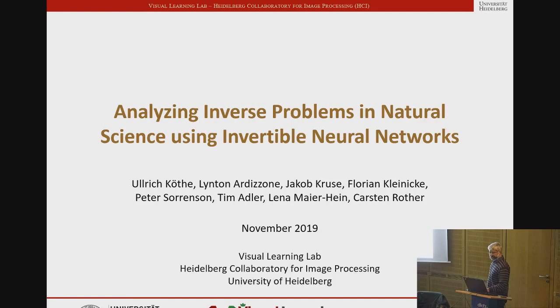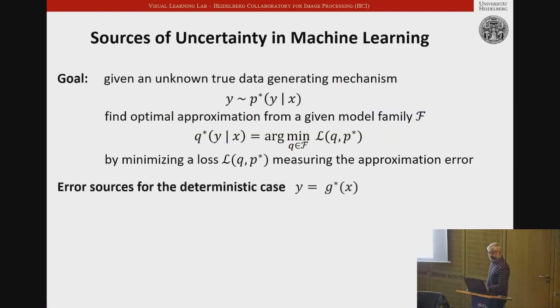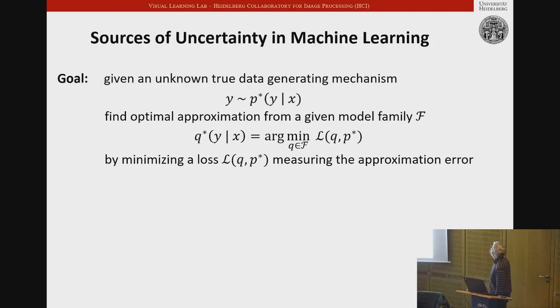So first I would like to show shortly what problem we are addressing. We have some unknown true data generating mechanism. So y is sampled from some true conditional probability of y given x. And what we would like to do is to find an approximation of this p star, which I call q star here. And this should be the solution that minimizes some loss function.